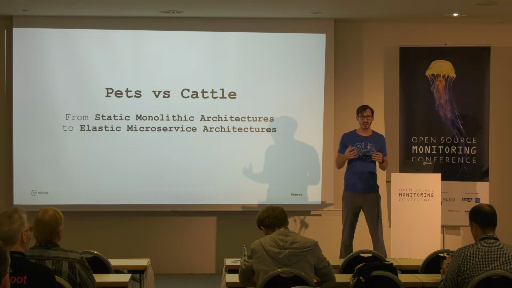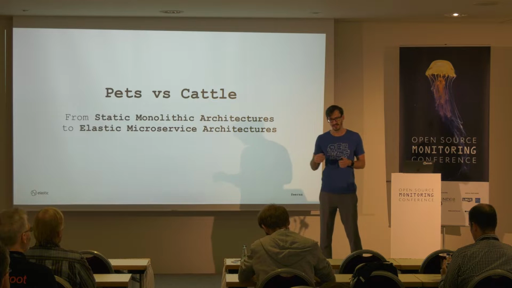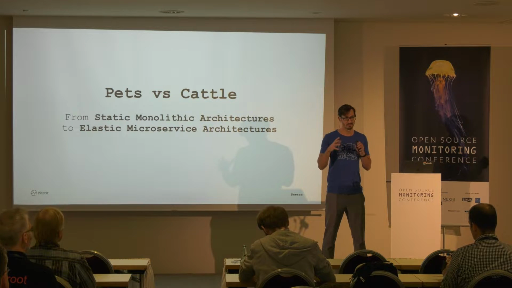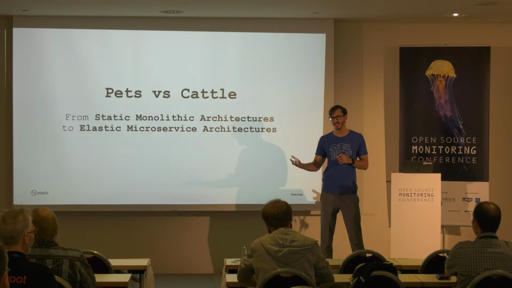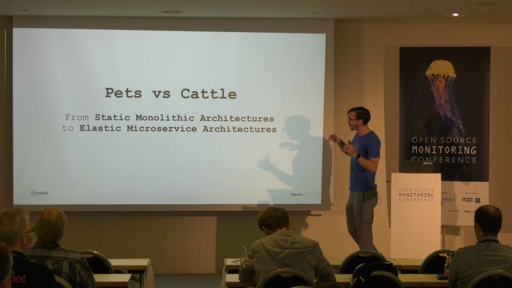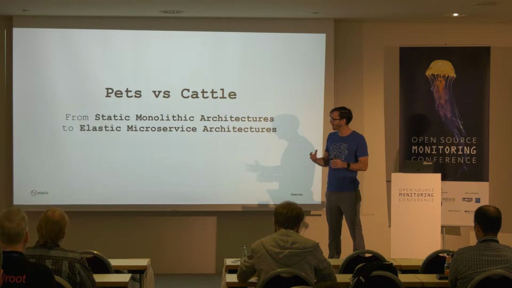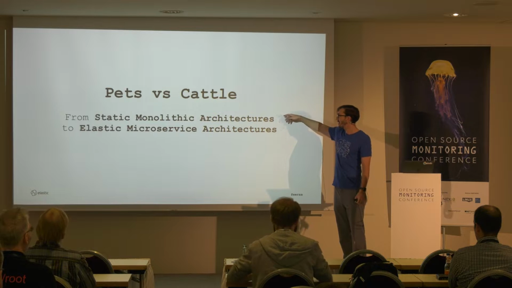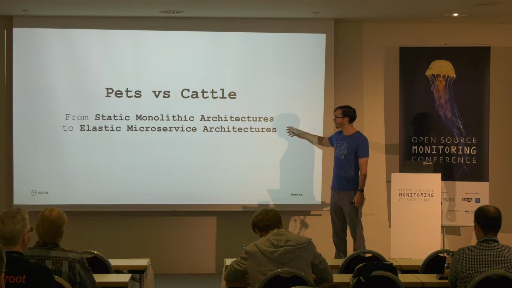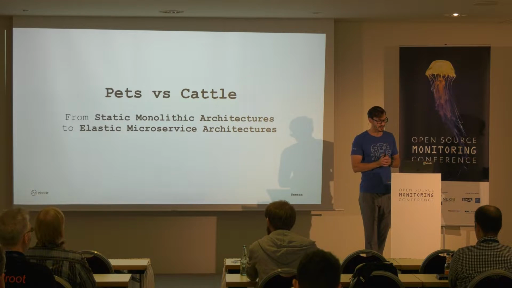As an industry, we then figured out that maybe we don't want to have pets, but we want to have cattle. And the idea of cattle is that they don't have a name, they're not raised by hand, but automatically, and when they get sick, they get discarded so they don't infect the rest of the herd. And that's how many of us say that services should be treated. That cattle movement, where everything is automated and has an automated name and is not raised by hand, allowed us to move from that static monolithic architecture, where you have that hand-raised thing and then deploy your application onto it, to this elastic microservice architecture, whatever that might be, and however that looks for each one of us.